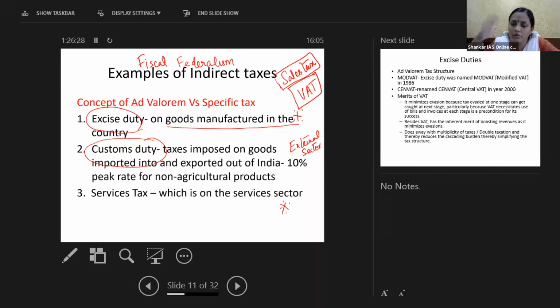The central government adopted it around 1986 and called it MODVAT. Then by the 2000s, it was called CENVAT, the central government's VAT. Then slowly, from around 2002 onwards, it started pushing the states to follow it.